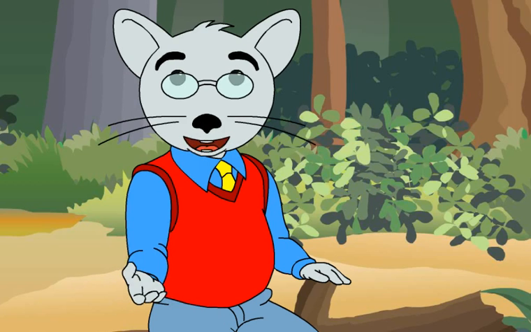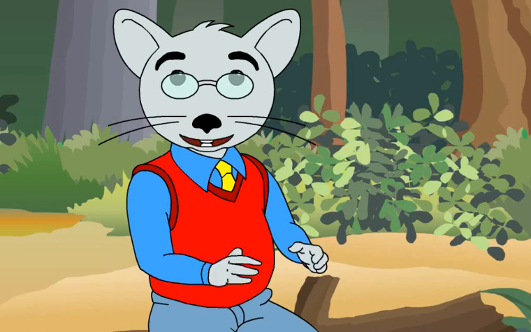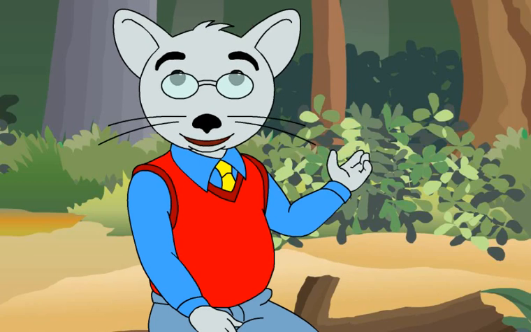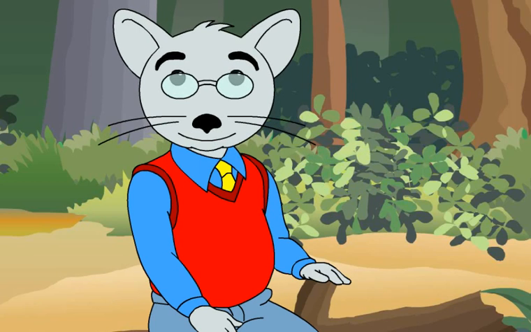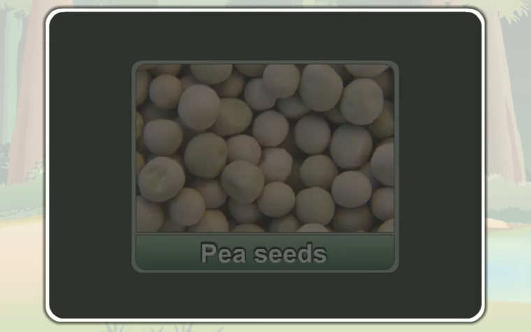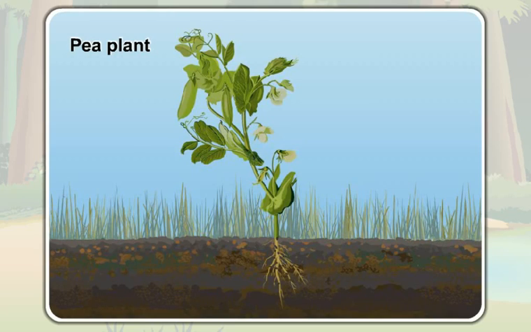Now, let us first learn about the tap roots. Dear students, you may have eaten the pea seeds, haven't you? We get pea seeds from the pea plant. Now, have a look at the root of this pea plant. We can see a thick root in the middle. It is the main root.